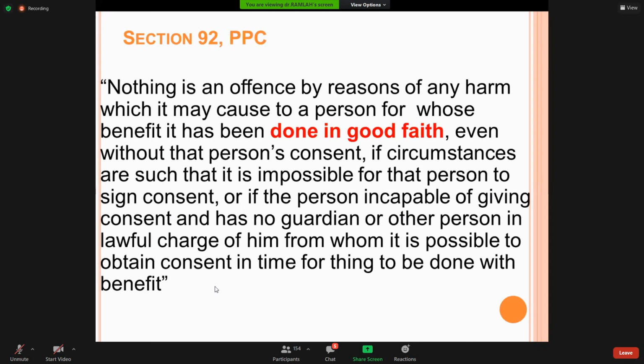ठीक है, तो ये बात वही आ जाती है. Again, this is all written in Section 92. This is the legal definition. That is why I put it as it is. But the basic gist is that whatever the doctor is doing under that sort of cover, that is called in good faith. ठीक है.